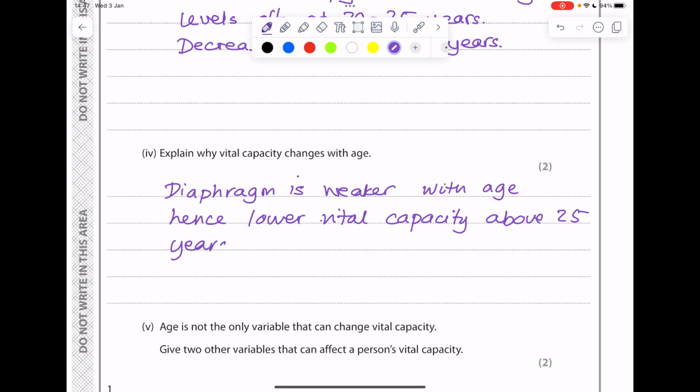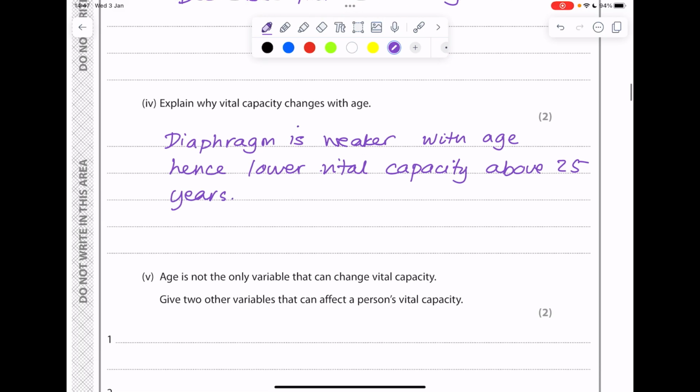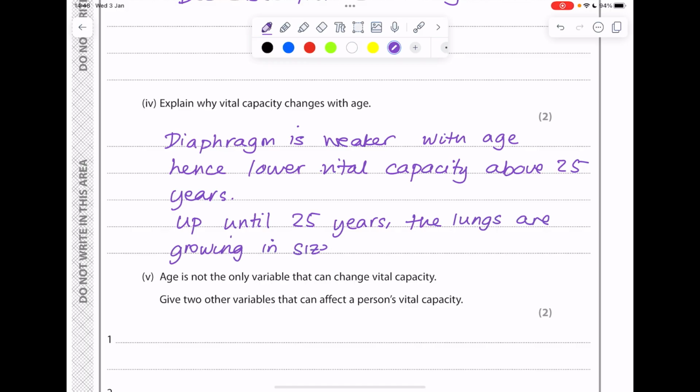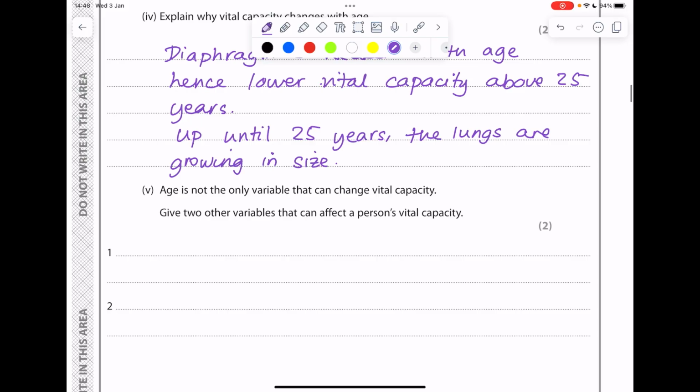And then let's talk about why it increases up until 25 years. The lungs are growing in size. Sorry about my handwriting. The cat is stopping me from moving my hand properly.